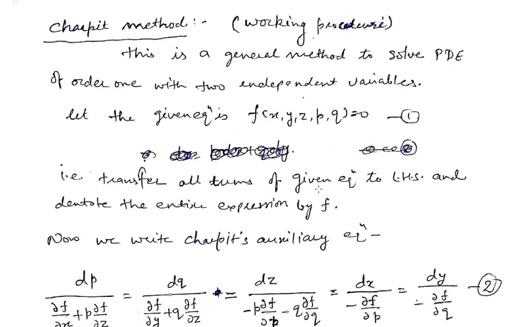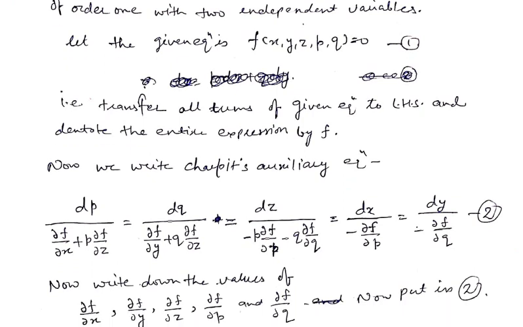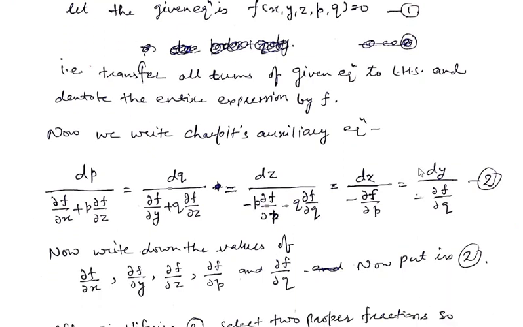That is, transfer all terms of the given equation to the left hand side and denote the entire expression by f. It means we put all terms on the left hand side and take 0 on the right side, and this expression is expressed as f. Now we write the Charpit auxiliary equation which is given by equation number 2.